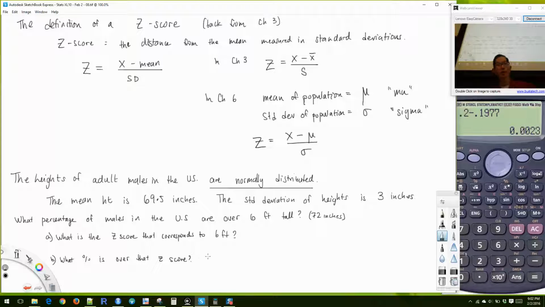Now on the test, and even in the practice problems presented in the quiz or in this week's practice problems, it's just going to be in this form: what percentage of males in the U.S. are over 6 feet tall? It's your job to then recognize there are two parts to this. First, I've got to find the z-score. Then I've got to look up that z-score and answer what's the percentage that's over that z-score.